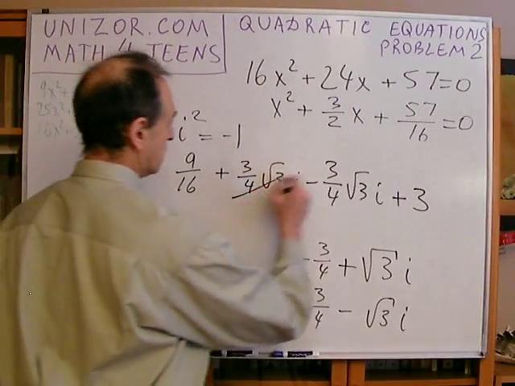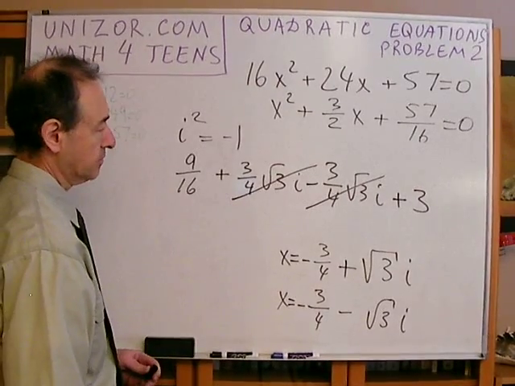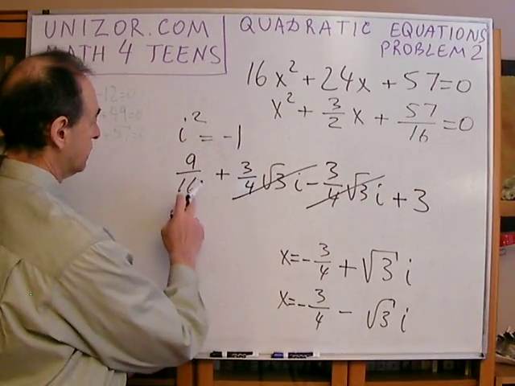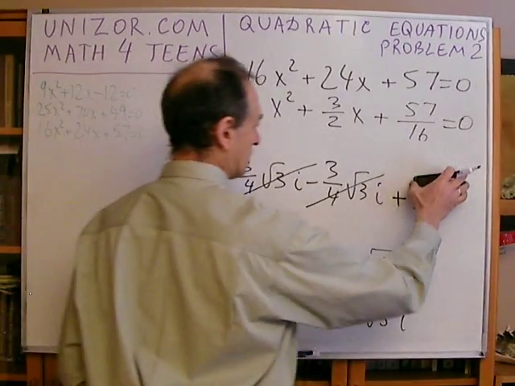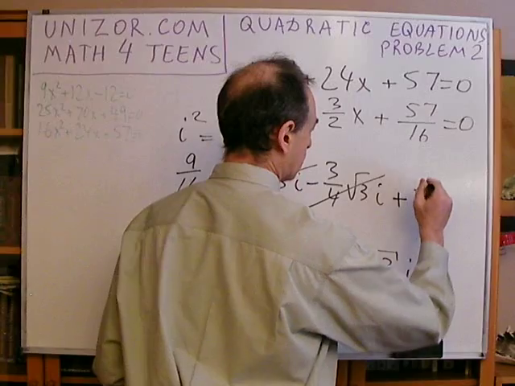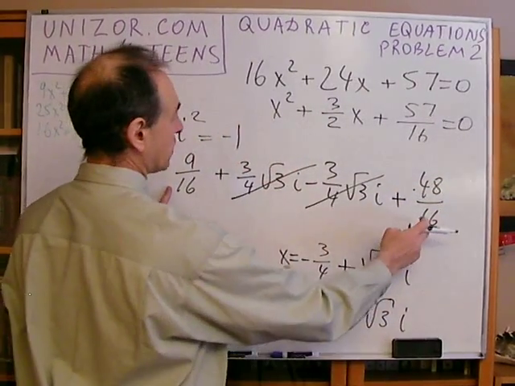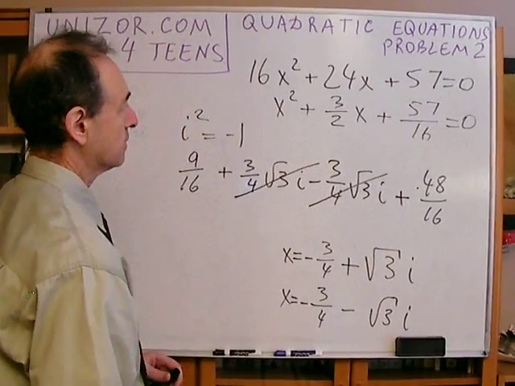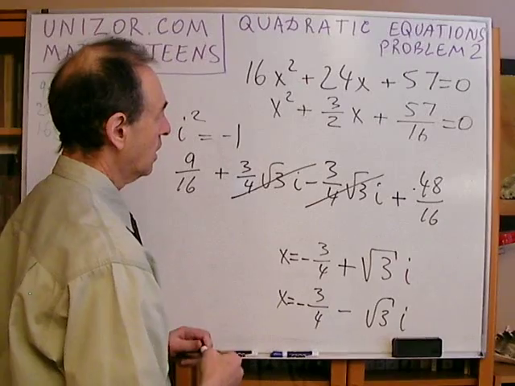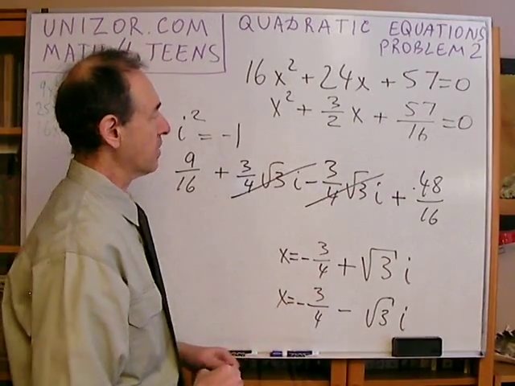And as you see, i goes out, as it should actually. And we have 9/16 plus 3. Well, you can always write, instead of 3, 48/16, 9/16 plus 48/16, that's 57/16. So we have that. So multiplication is fine. So the product of these two solutions is exactly the free member.